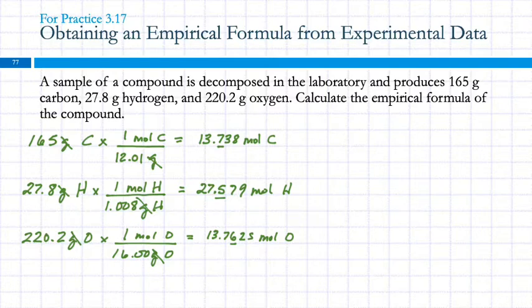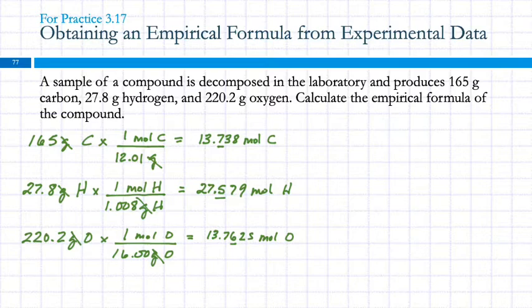So we have moles of each element. We're trying to find the empirical formula. We need the ratio of the moles. We could use these as subscripts. C 13.7, H 27.6, O 13.8. But those aren't whole numbers, right?